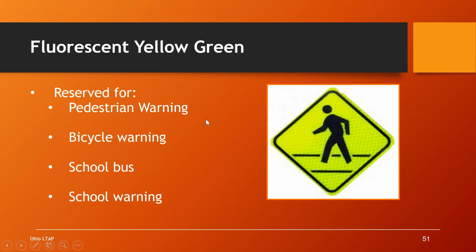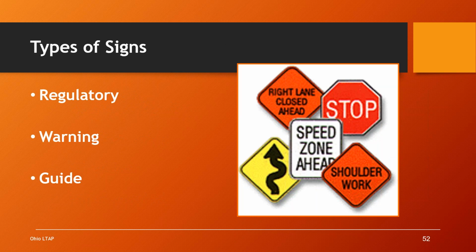So you'll see the fluorescent yellow green for pedestrian crossings, bicycle crossings, school zones, and the advanced warning for the school zone. We have different types of signs.